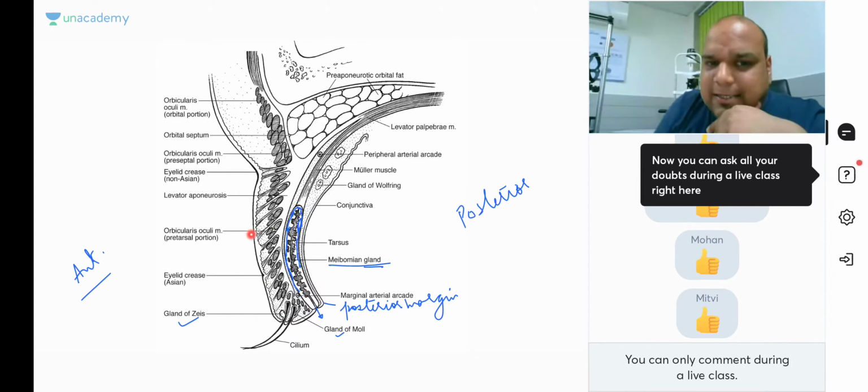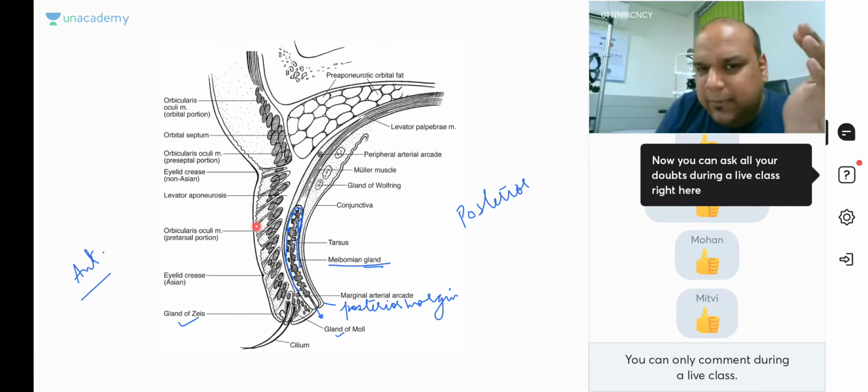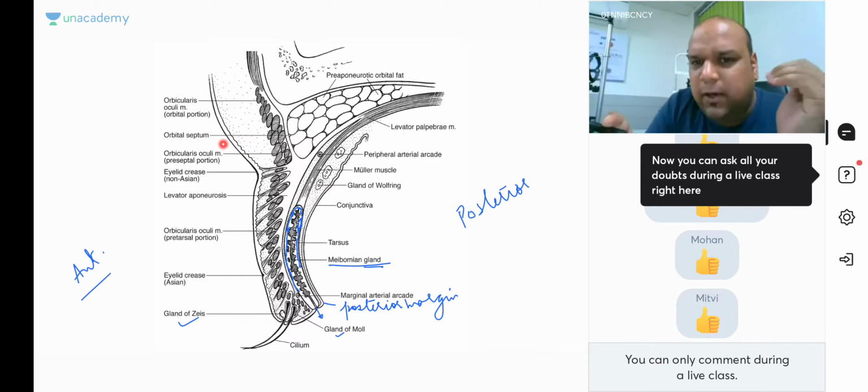You can see anteriorly there is skin and there are all the muscles. You will be able to see the levator aponeurosis. You will be able to see the orbicularis oculi and all these muscles here. Am I clear, everybody? I hope we are clear about this. So this is just a simple cut section diagram of your eyelid.